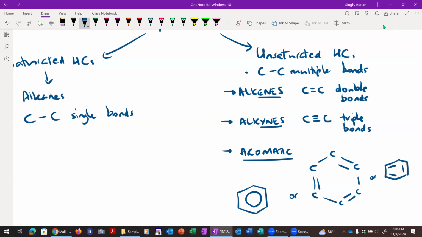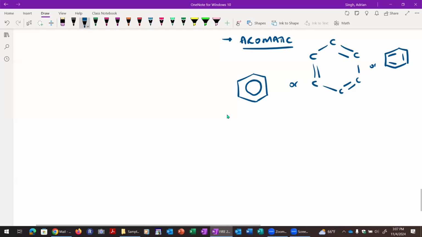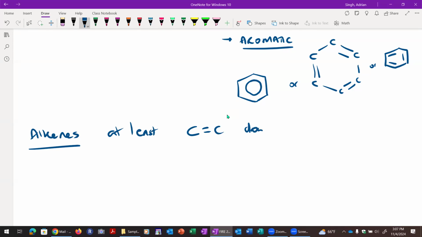So what we're going to do now is take a look at some of these unsaturated ones, and we'll focus first of all on the alkenes and the alkynes. So our alkenes have at least one carbon-to-carbon double bond present in them.